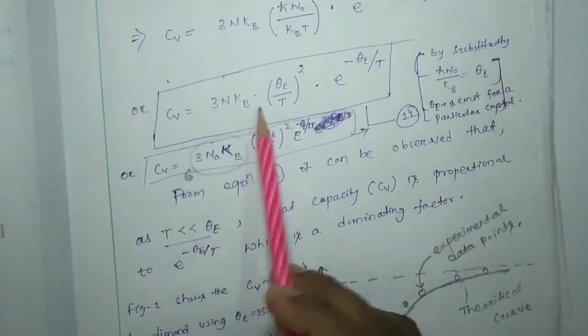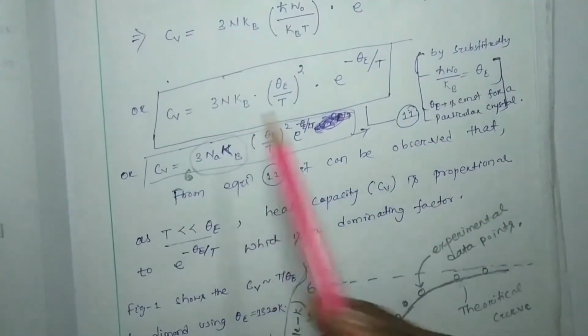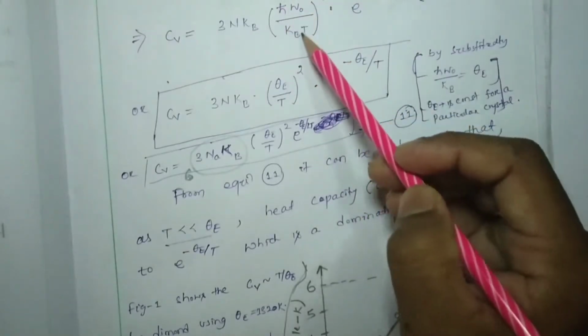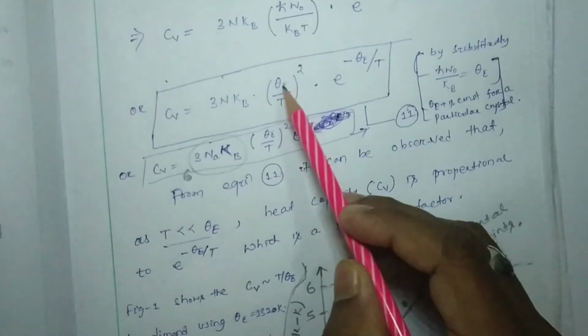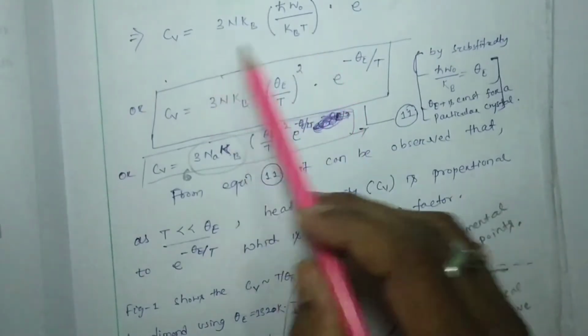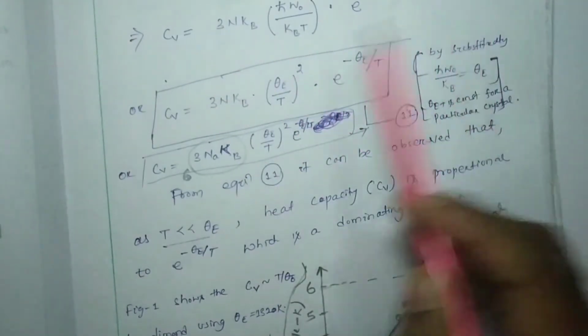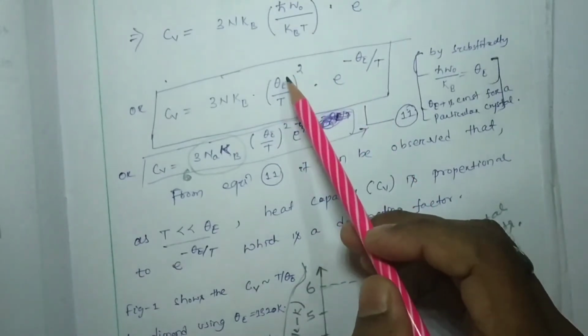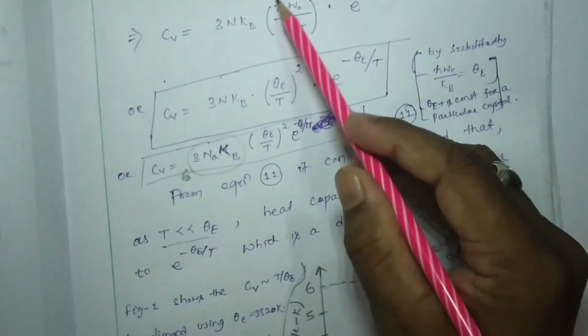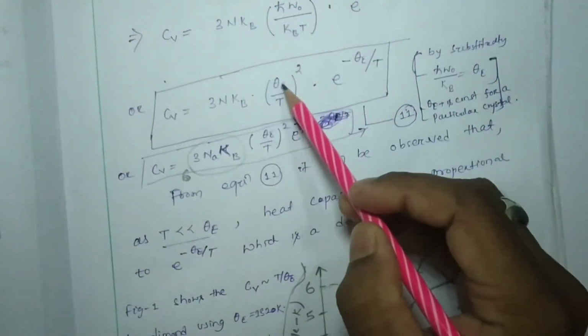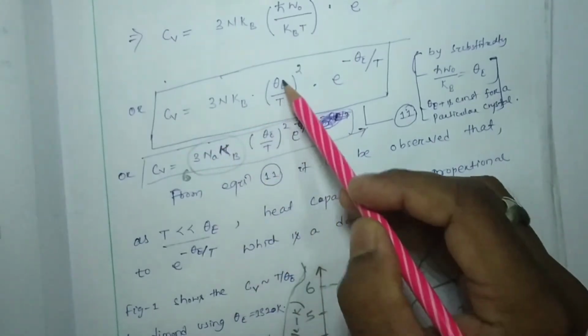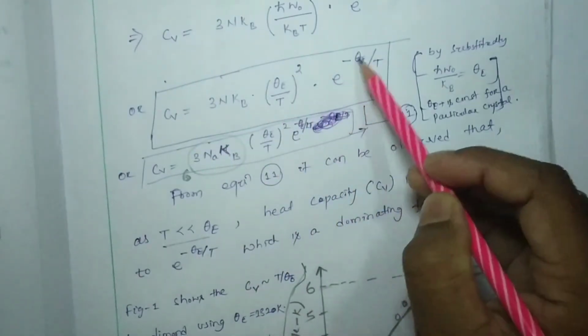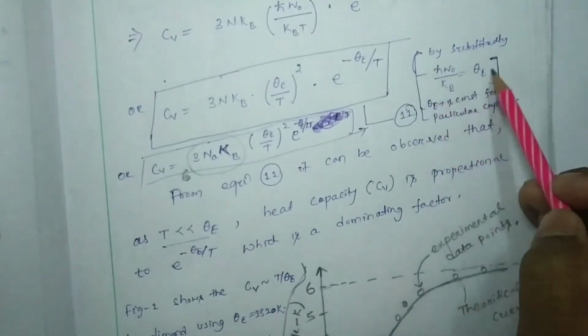Now Cv will be written in the form of, we know that H cross omega 0 by KB is nothing but theta E, that is the characteristic temperature or Einstein's temperature. So equation number 10 can be represented by writing theta E instead of H cross omega 0 by KB. So it will be 3n KB into theta E by T whole square into e to the power minus theta E by T. Okay, by substituting this one.